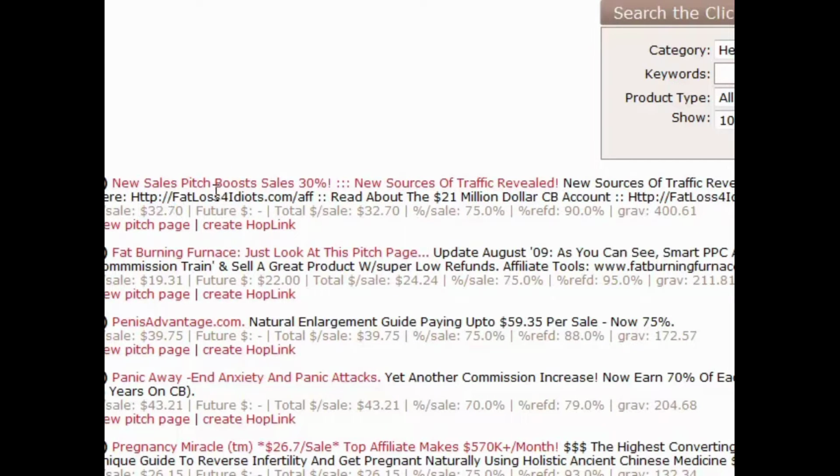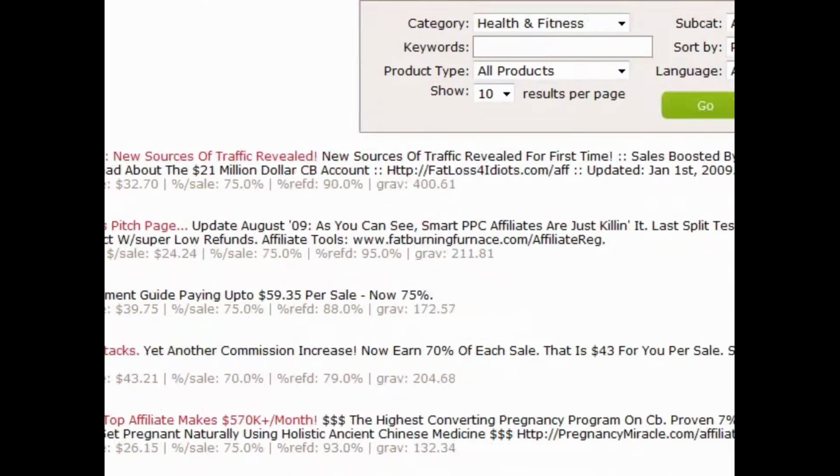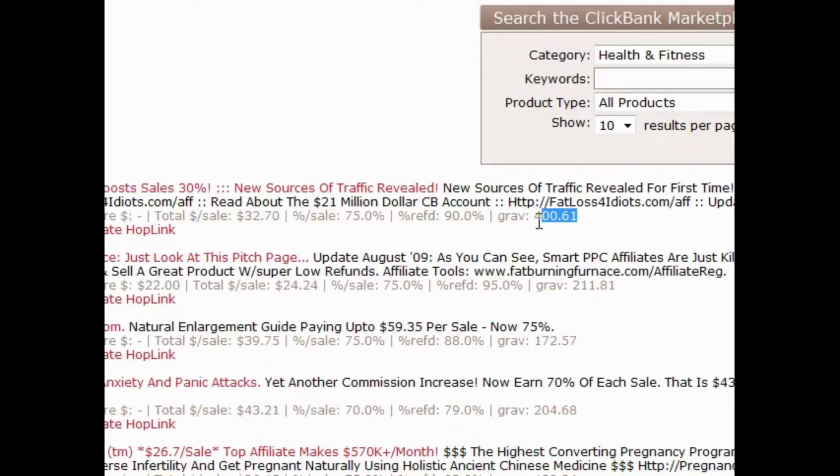sales page, pitch, 30%. So $32 a sale. I know that in this right here, the percentage referred is 90%. So I know that most of that money is being made through affiliates. They're doing 75%. And this is the part that I'm the most concerned with: 400 Gravity. That means that there's a lot of affiliates promoting them.